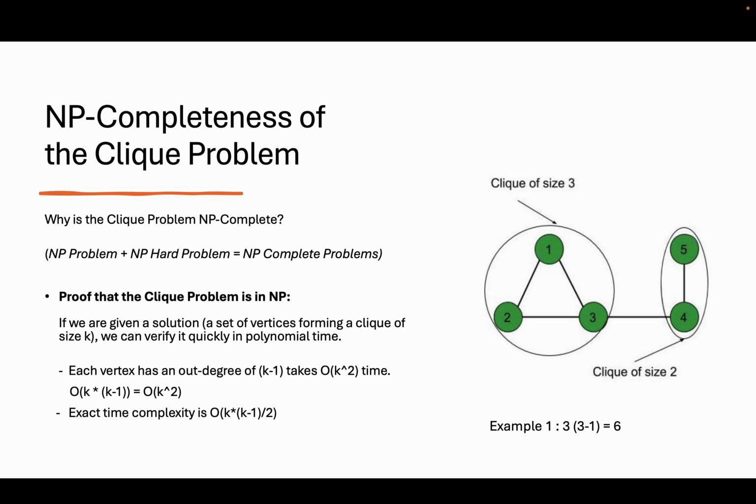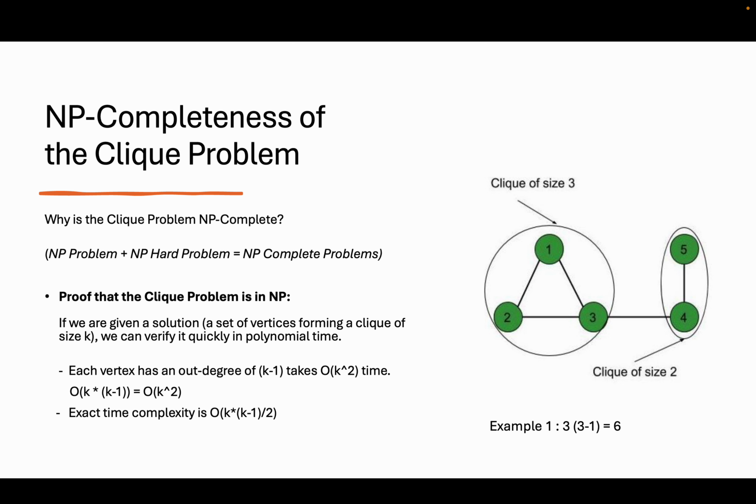As we can see here in the graph, I have given an example. Let us take a clique of size 3 consisting of nodes 1, 2 and 3. How many times do we need to check for each node? For example, for node 1, we have to check for nodes 2 and 3 if node 1 is connected to them.